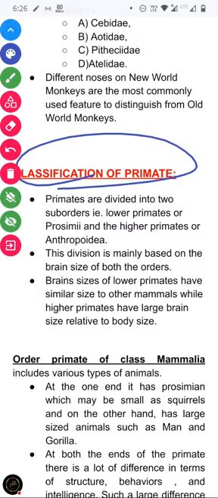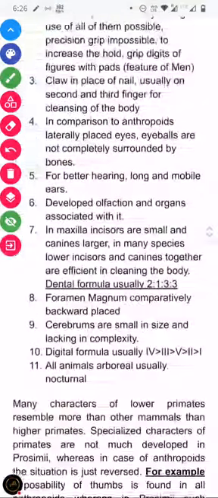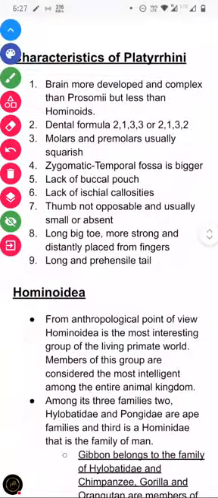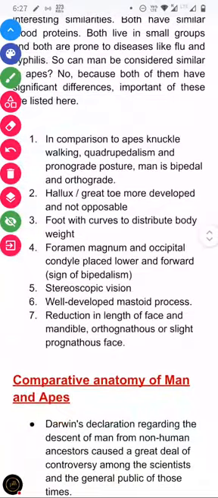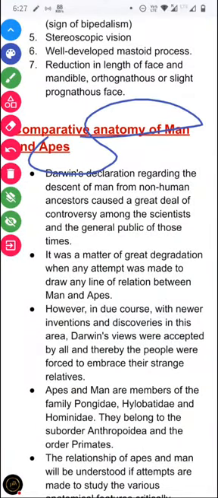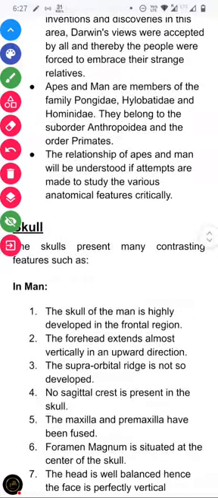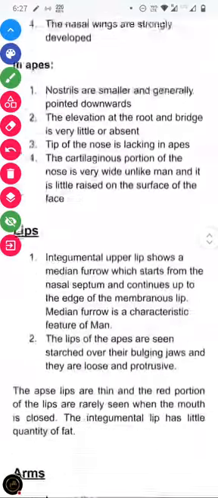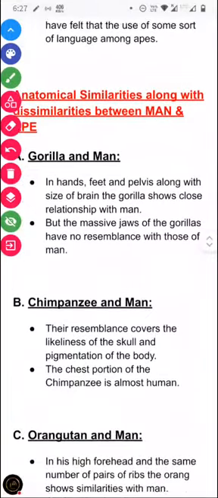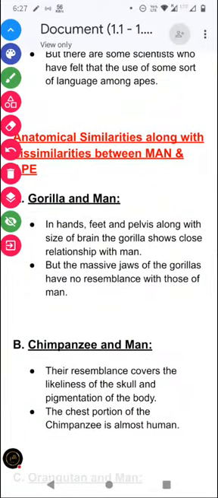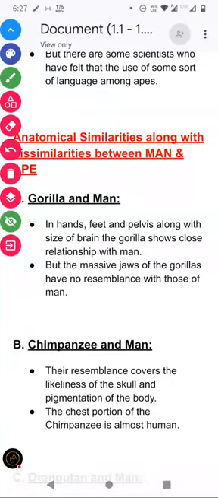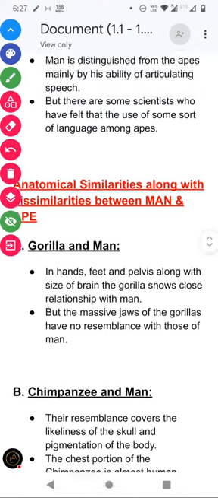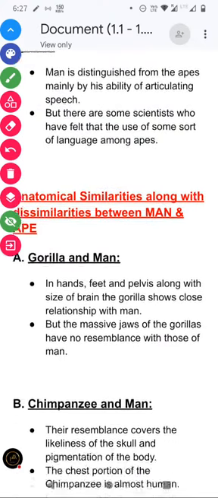And classification of primates. So you can remember each and every topic covered under the UPSC syllabus for anthropology optional. This is the comparative anatomy of man and apes, a very important heading of this anthropology chapter. So these are the comparisons between man and apes. This topic is in your optional subject, anthropology. These are the similarities and dissimilarities between man and apes. You can remember this very easily.